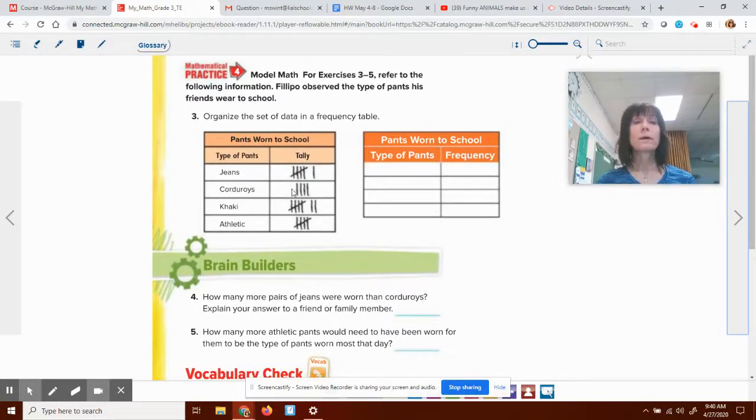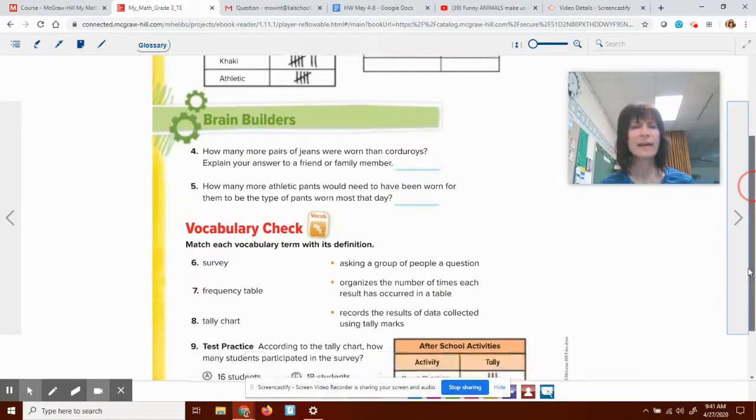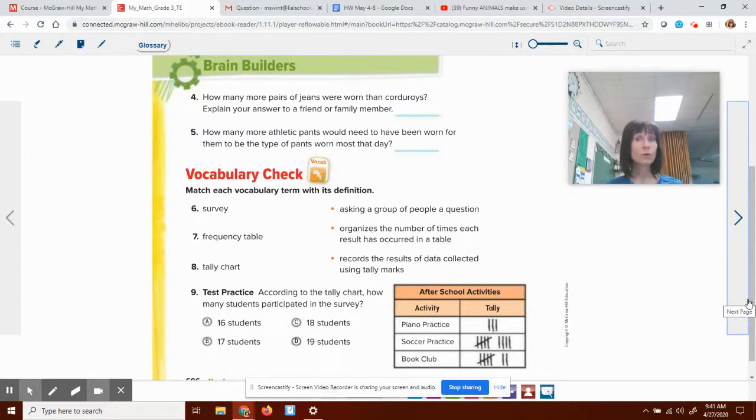For exercises 3 through 5, refer to the information here. Filippo observed the types of pants his friends wear to school. We have jeans, corduroys, khakis, and athletic. So you're going to take these, and first we're going to put them in a frequency chart. And then you need to answer the questions below. You've got that. Vocab: if you're not sure which word goes with what definition, go back to the very first page of this lesson. They're all at the top of the page.